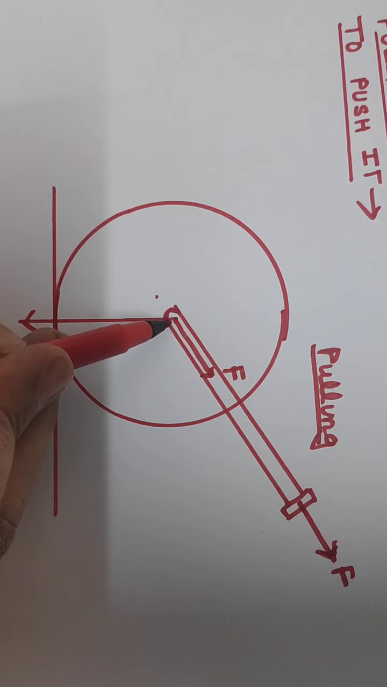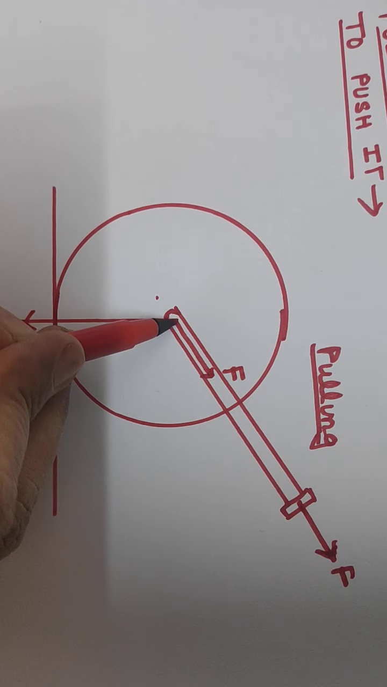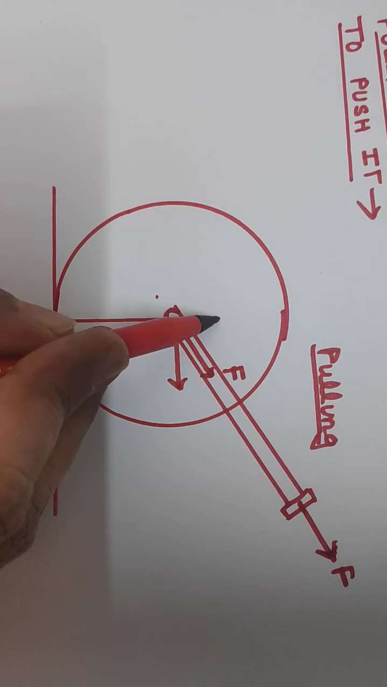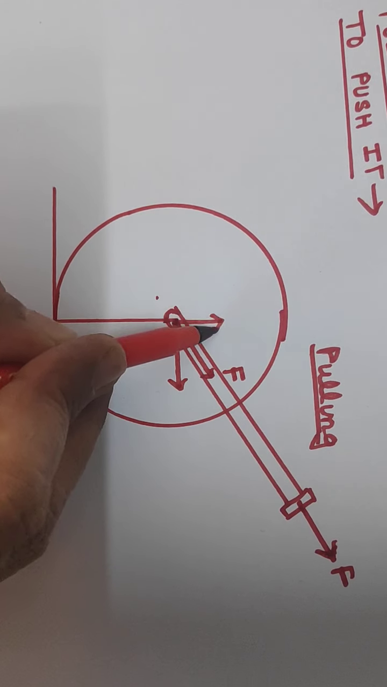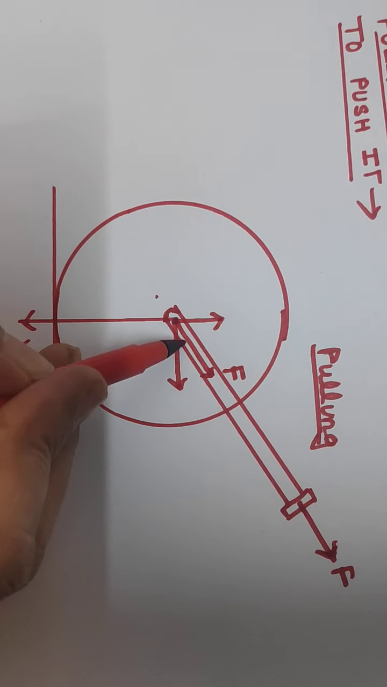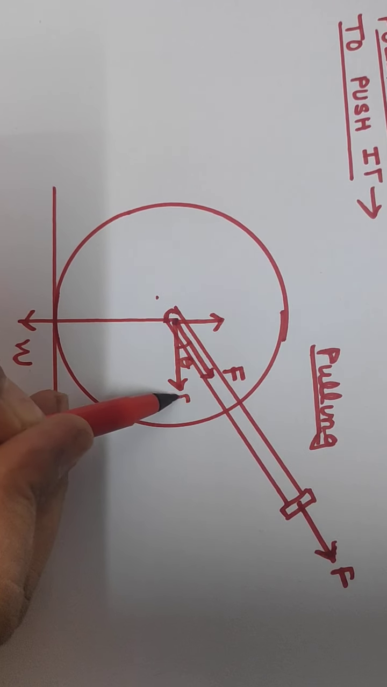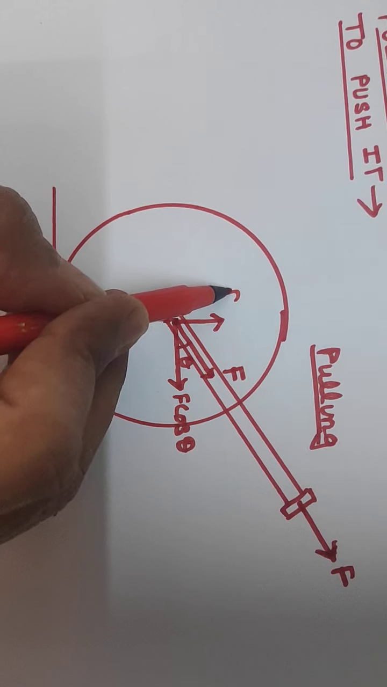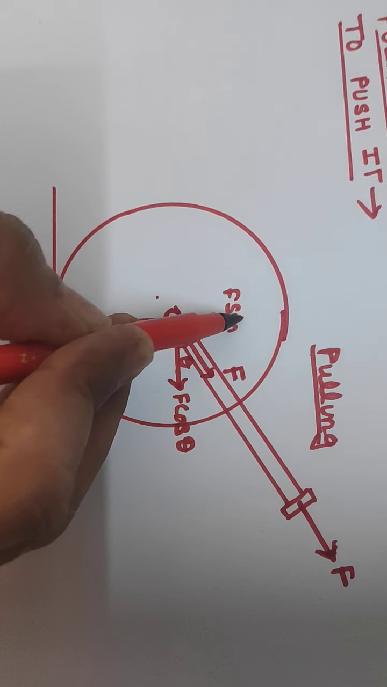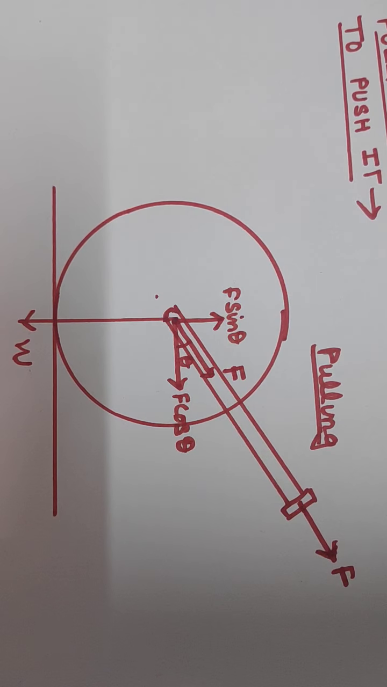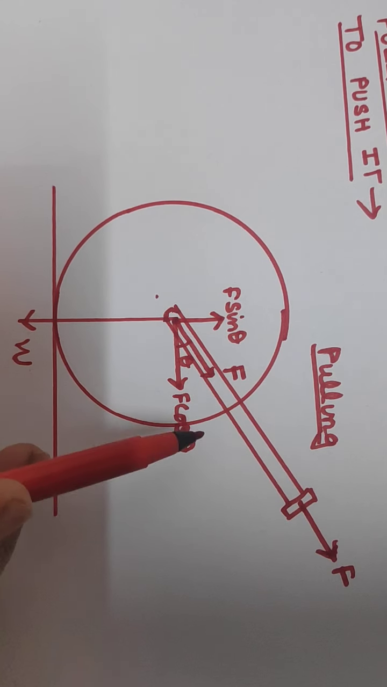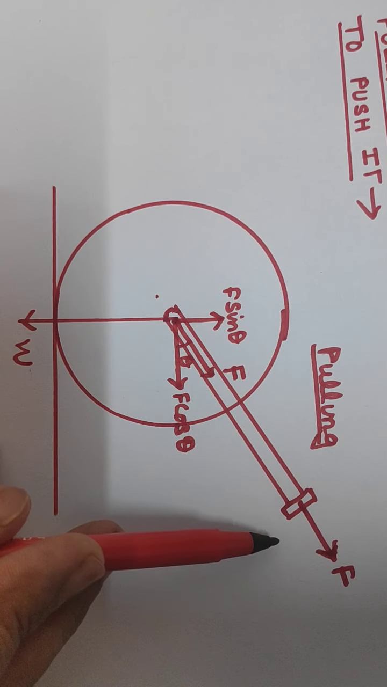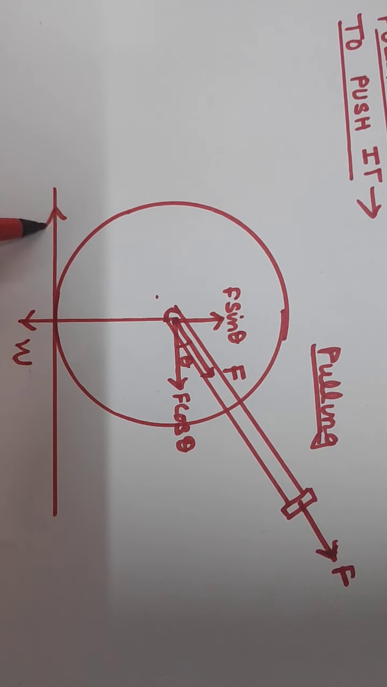Now this force can be split into two rectangular components. One is this and the other is this. Okay, this angle is theta, so this is F cos theta, and this one is F sin theta. Now this wheel is moving in this direction, so force of friction will act here, F.